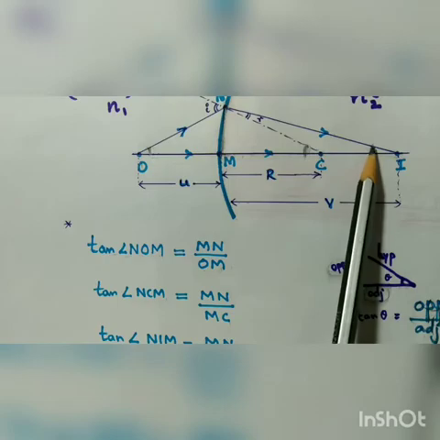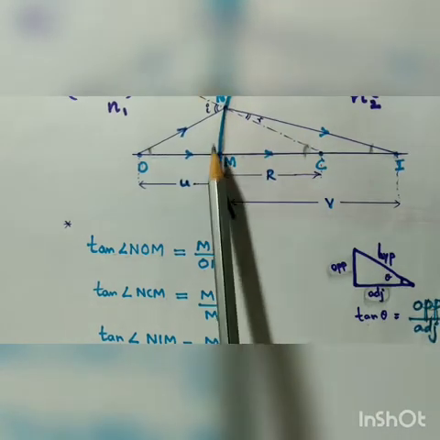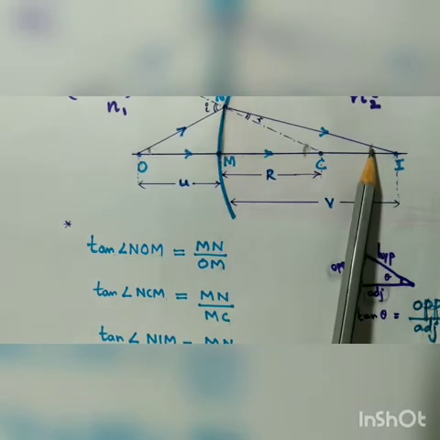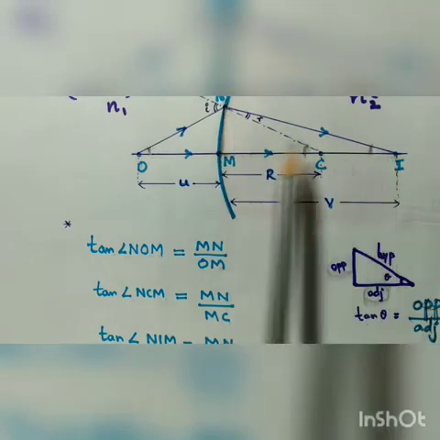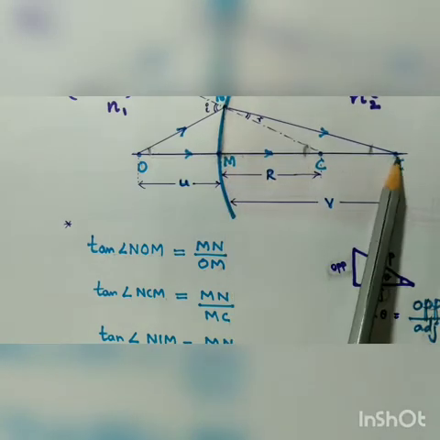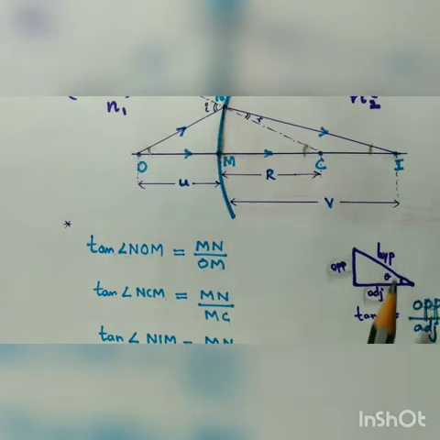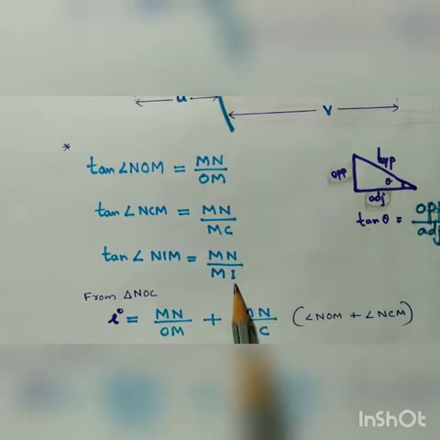Now consider this triangle NIM. Triangle NIM, this long triangle, the big triangle. What about the tan of this angle? Tan angle NIM. Again, opposite side by adjacent side. This long side is the adjacent side. So the opposite side is MN and the adjacent side is MI. So tan angle NIM is equal to MN by MI.